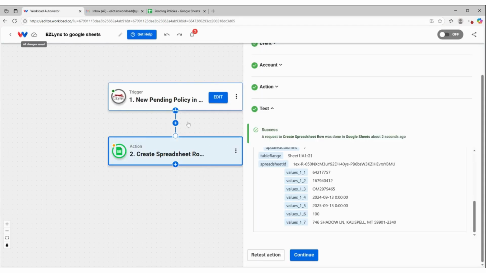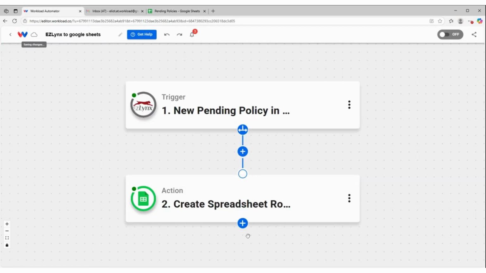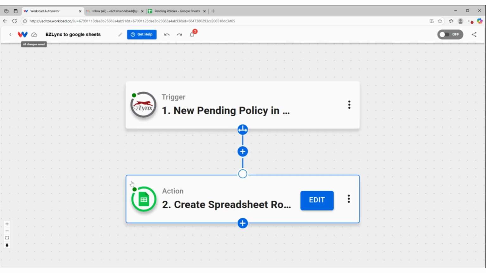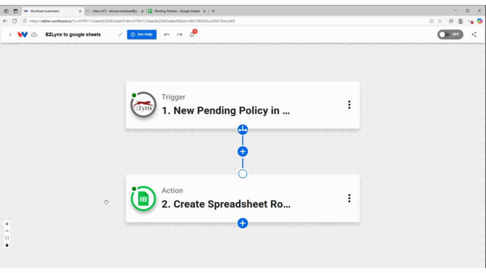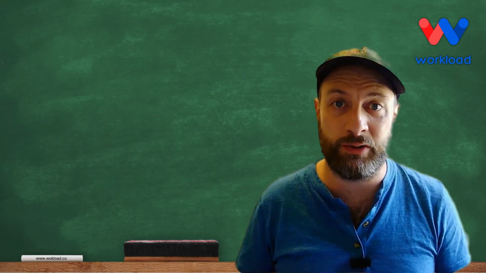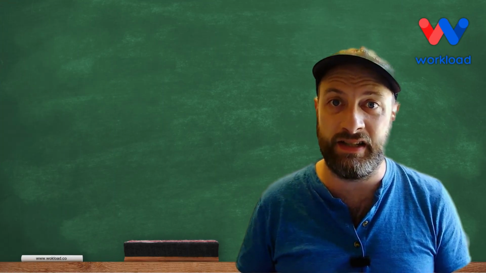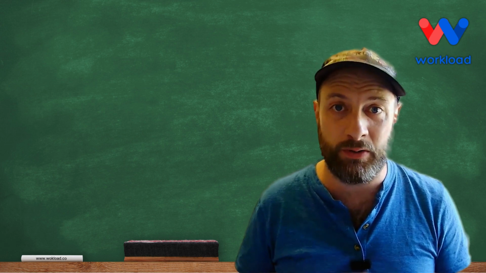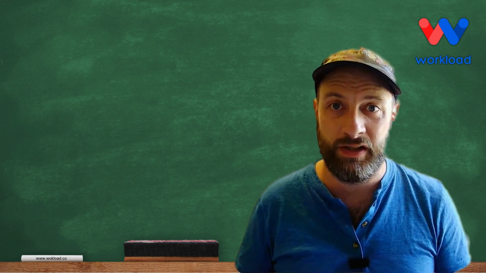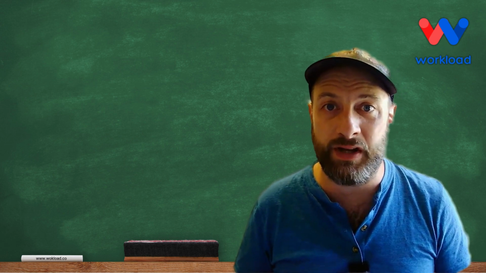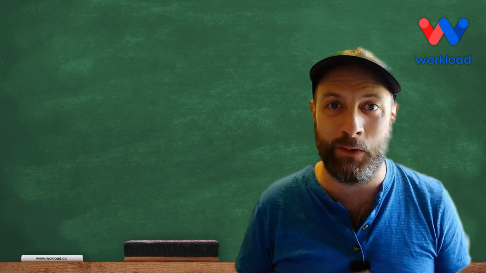So if I'm happy with my workflow, I'm going to click continue here. I'm going to check and make sure there's a green dot in the corner of each one of these nodes. And then I can click on this activate button. And then whenever we get a new pending policy, it'll automatically import those details into our spreadsheet. That's how you can use Workload to integrate a new pending policy in EZLynx with adding a spreadsheet row in Google Sheets.